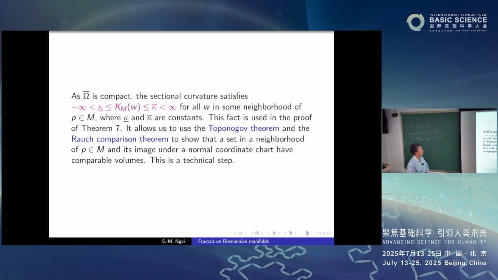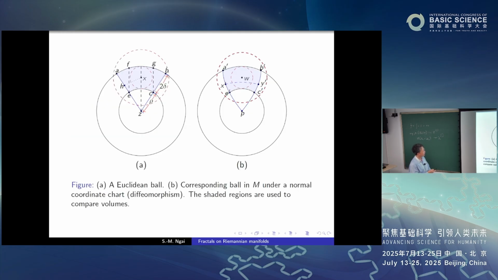Okay, so let me show you the figure. One of these is in Euclidean space, this is Euclidean bar, and this is one on a Riemannian manifold. Actually, these sets are what we use to compare volumes. This slice here is distorted by the normal coordinate charts. To control the distortion, these are the geodesics. Geodesics are preserved by these normal coordinate charts.